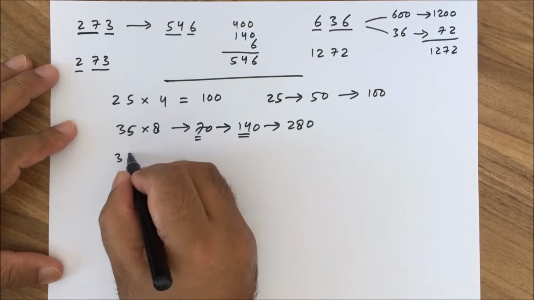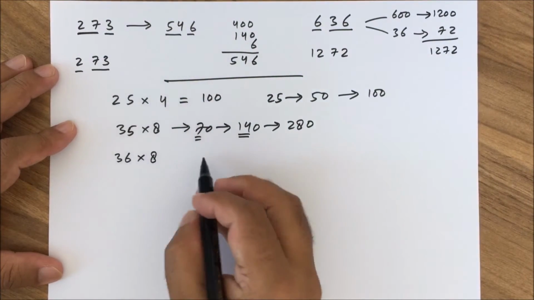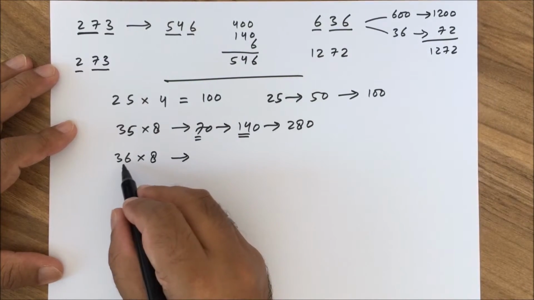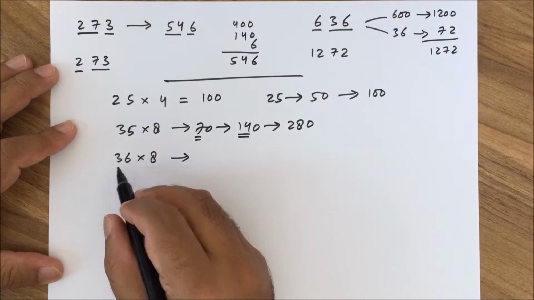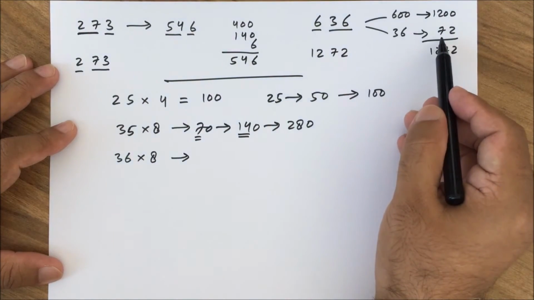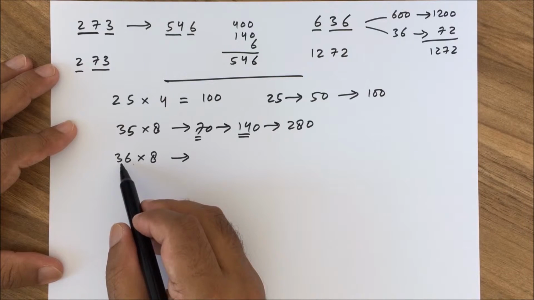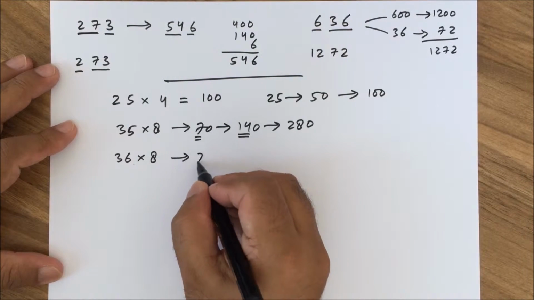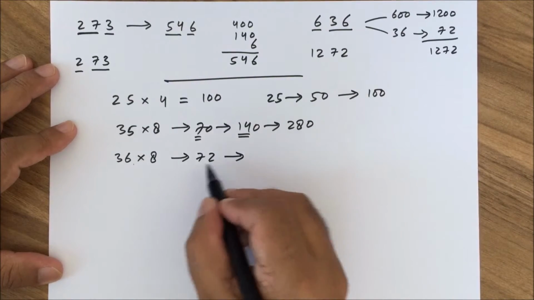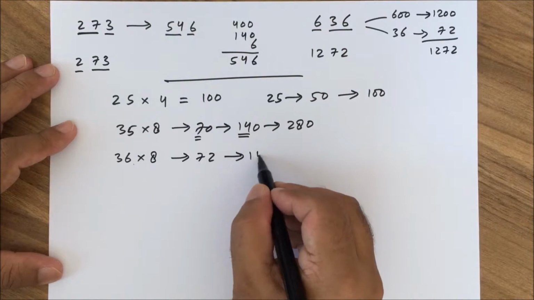Let's do one more. 36 times 8, let's say. So double of 30 is 60. We did it here. Double of 36 is 72. Double of 30 is 60 and double of 6 is 12. So 60 and 12 is 72. Now double of 7 is 14 and double of 2 is 4.